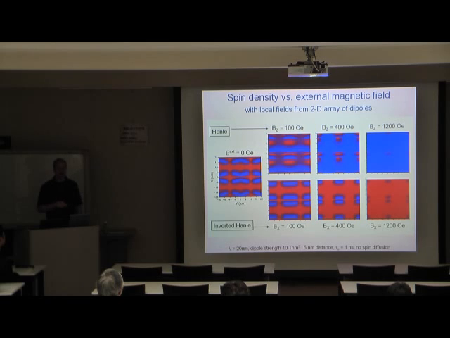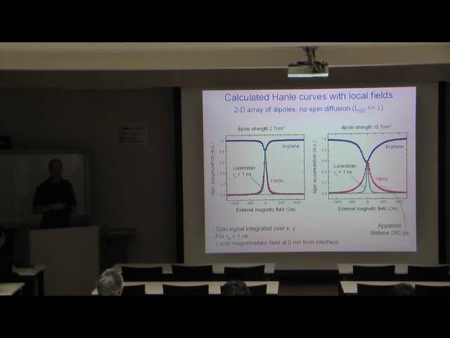Now the next thing you can do is to average the spin signal over the xy plane and calculate what the resulting Hanle curves would be for two different strengths of the dipole fields, which represent different strength of the magnetization of the ferromagnet. And for example, if you have a strong magnetostatic field, you see three things. One is a reduction of the spin polarization at zero external magnetic field. You see the inverted Hanle effect appearing.